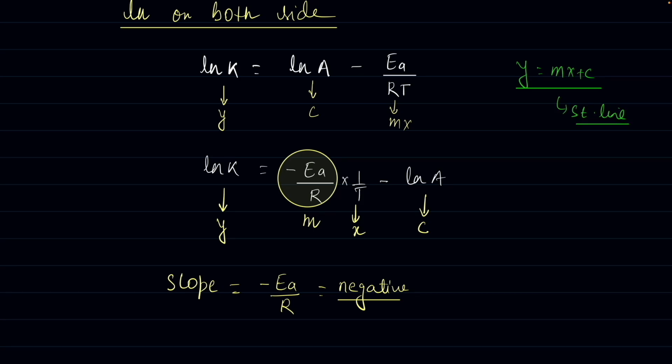This y is equal to mx plus c is the equation of a straight line. So if we have to draw the graph of ln k and 1/T, we can draw it. This is our 1/T, and here it is ln k. So the graph will be a straight line, but it will have a negative slope. So this is the graph of ln k and 1/T. This is the answer for the first part of the question.